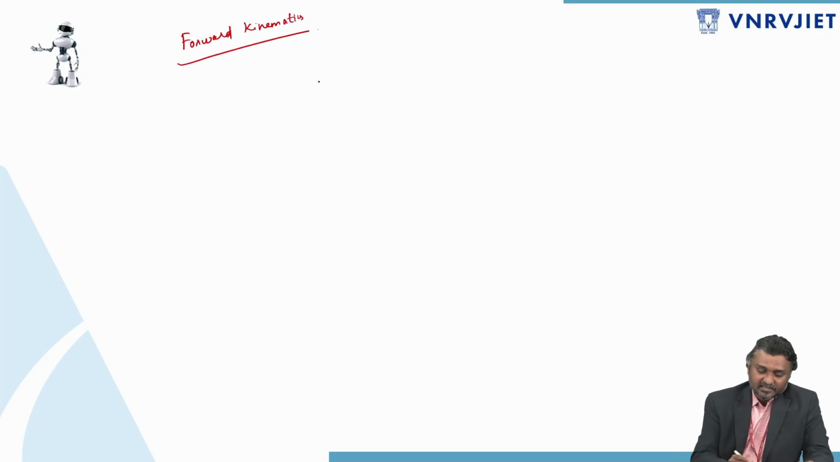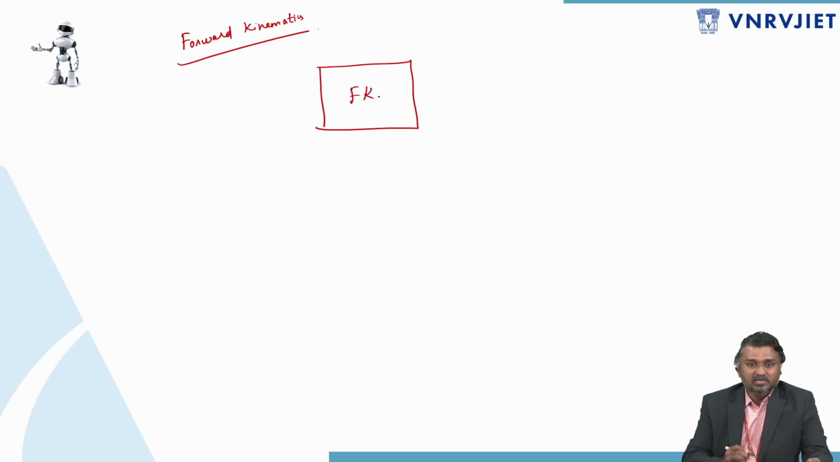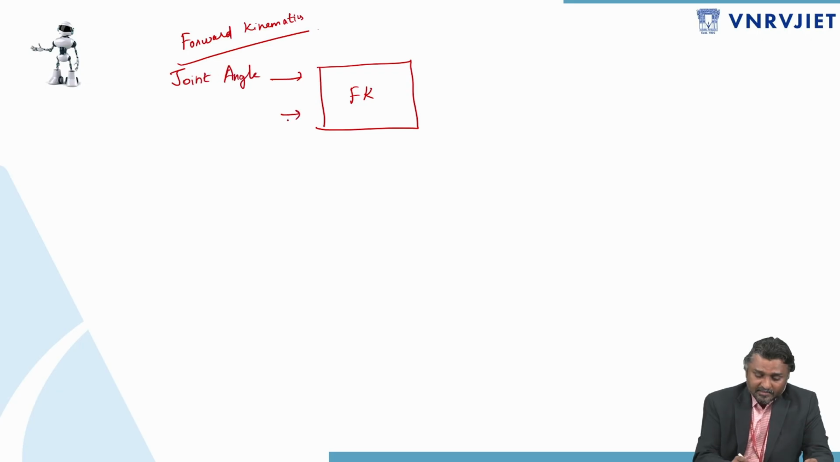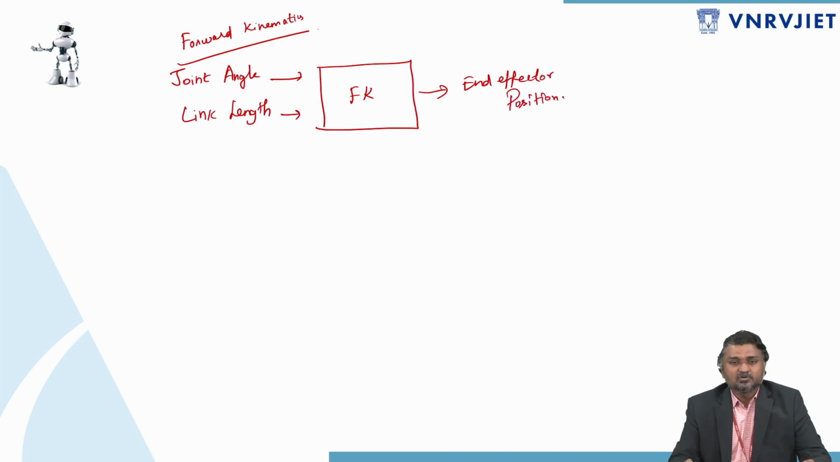Forward kinematics is based on the joint angle and link length. I have to identify the end effector position. So this is called forward kinematics. So based on the joint angle. What is meant by joint angle?